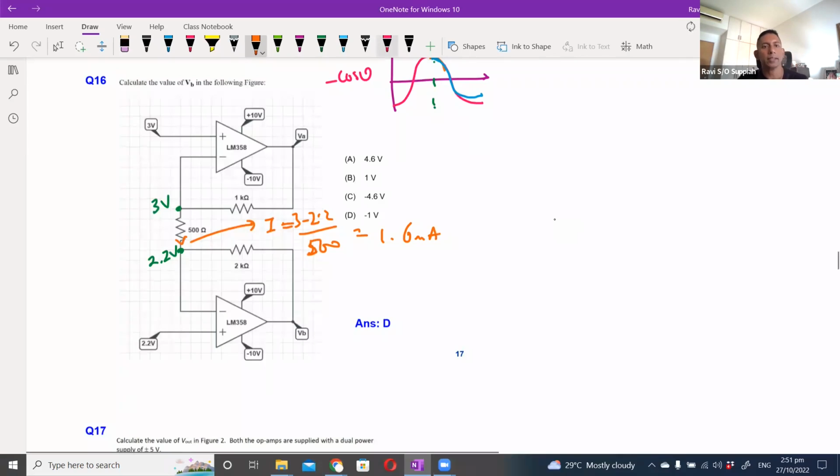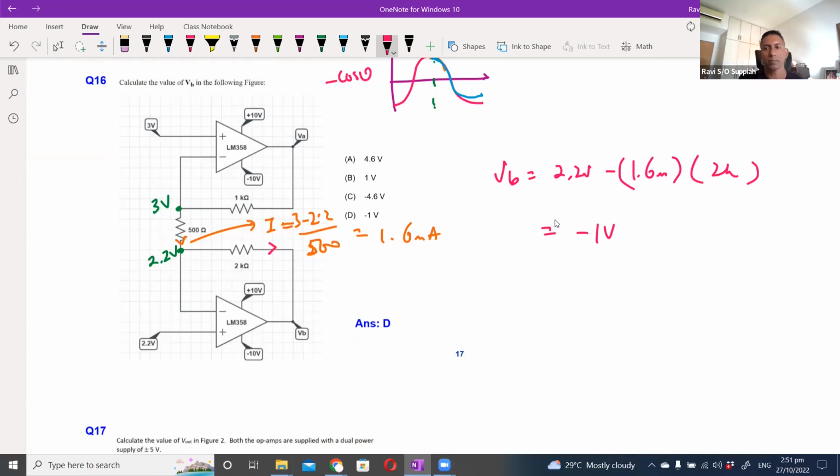Since no current flows into the negative terminal, this current is the same current that flows out towards VB, and VB is 2.2 volts minus the voltage drop across the resistor. So VB will be equals to 2.2 volts minus IR, which is 1.6 milli multiplied by the 2K. So that will give me minus 1 volt.